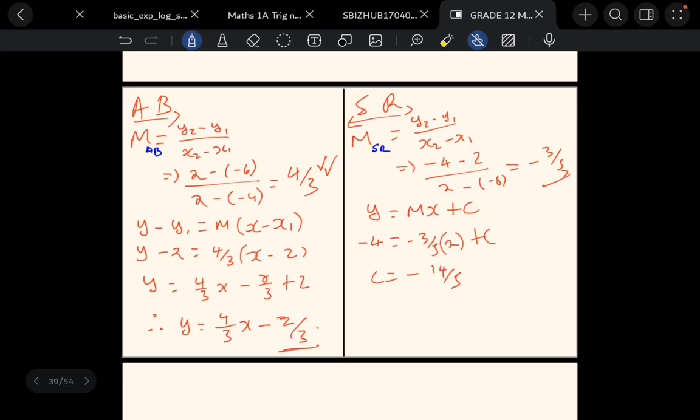So the equation of the line SR is y is equal to negative 3 over 5 x, the constant is minus 14 over 5. Okay. You understand? So that is the equation. This is how we find the equation of a straight line. Understand? Right.